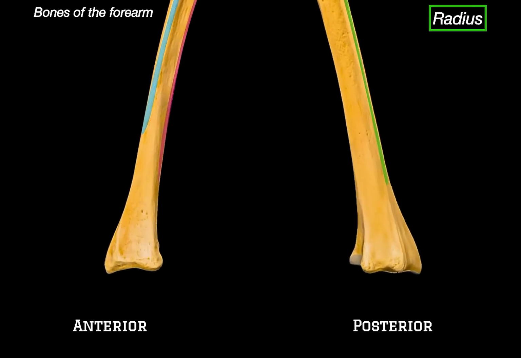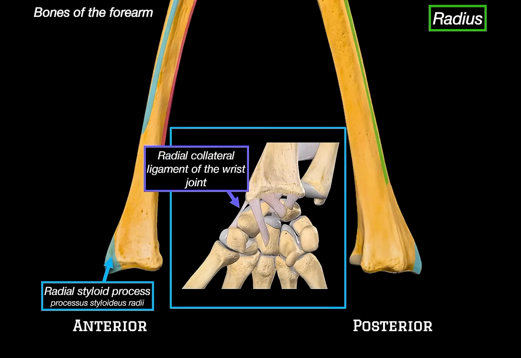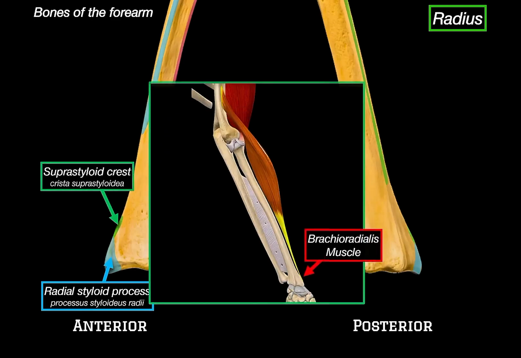Distal end of the radius. At the lower end of the radius, one of the most noticeable landmarks is the styloid process. This projection is located on the lateral side of the wrist and can easily be felt through the skin. The styloid process provides attachment for several structures, including the radial collateral ligament of the wrist and the palmar radiocarpal ligament. These ligaments help stabilize the wrist joint. Just above the styloid process is a small ridge called the suprastyloid crest, which serves as the insertion site for the brachioradialis muscle, a muscle that assists in elbow flexion.